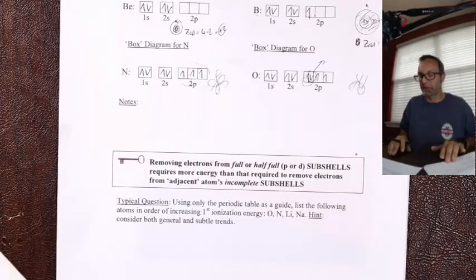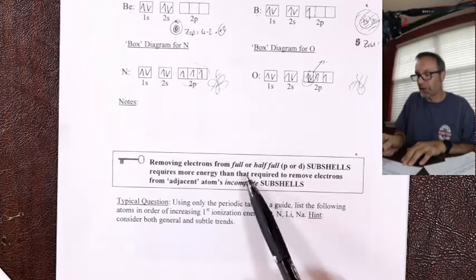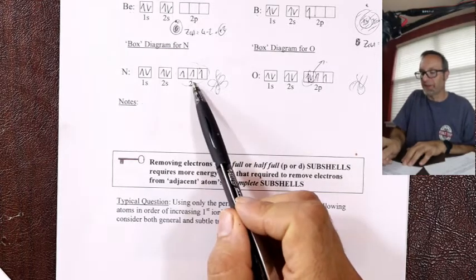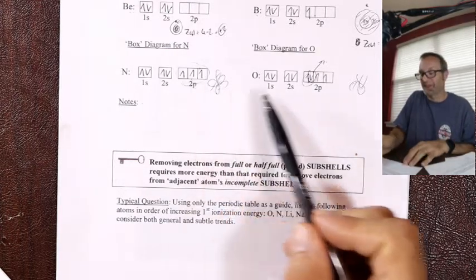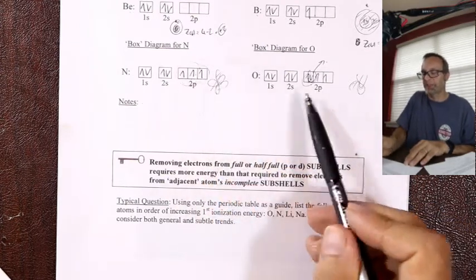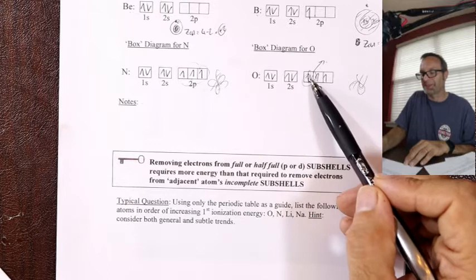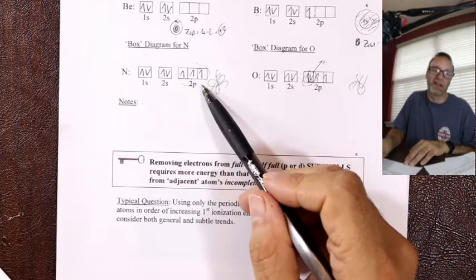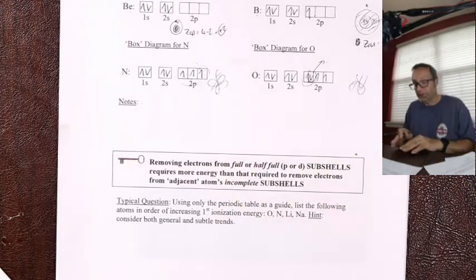So bottom line is, look at the key there. Removing electrons from full or half full is harder, so it's kind of glass half full, glass empty, than over here. So they call that half subshell. You can say that's more stable, that's less stable. I like to think about that's easy to remove, or if you like, that's harder.